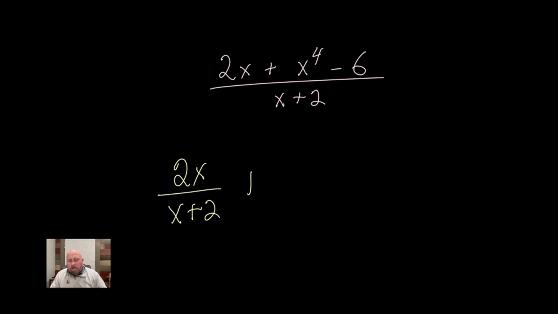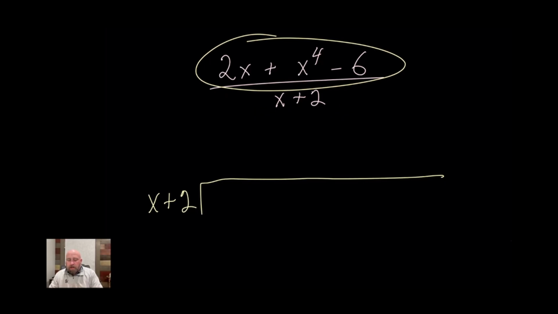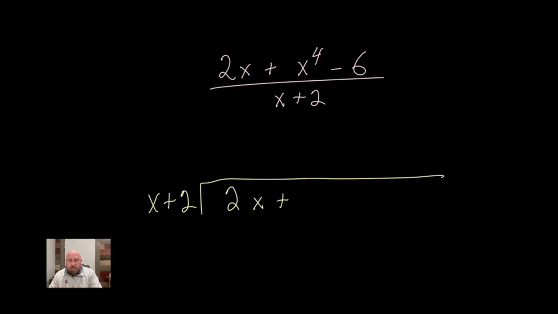So what are we going to do if we can't do that? How are we going to do this? All right. So what we do is we set this up like a division problem, like the long division that we've just been working on. So your denominator is your divisor. So that's going to be our x plus 2 that goes out here. And the numerator is going to be our dividend. So that's going to be our 2x plus x to the 4th minus 6.